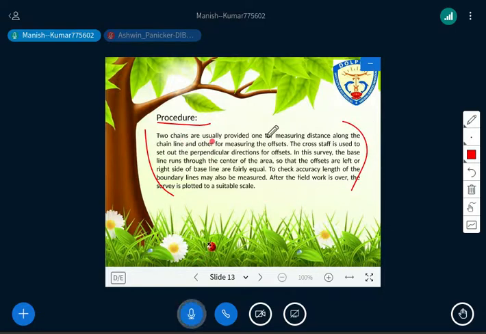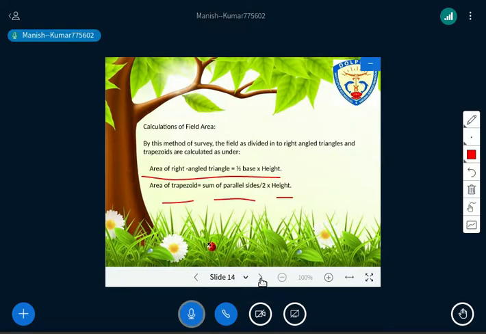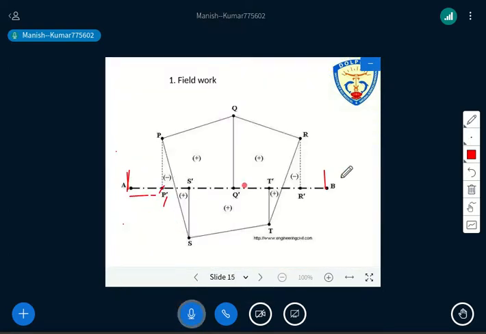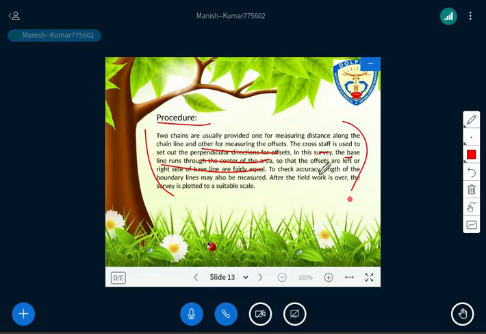Two chains are usually provided, one for measuring distance along the chain line, the other for measuring the offsets. The cross staff is used to set out the perpendicular direction of the offset, right? And the baseline runs through the center of the area. That is the baseline that I have shown you, right? This could be the baseline, the center of the area, so that the offsets on the left or right side of the baseline are fairly equal. To check accuracy, the lengths of the boundary lines may also be measured.